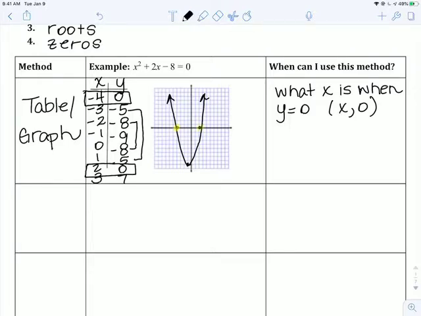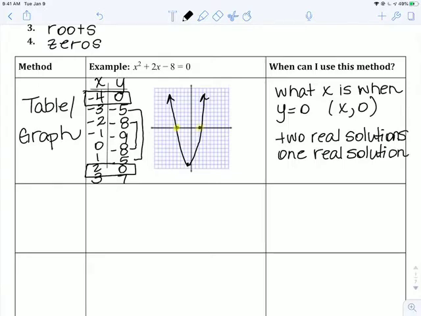So you can either look at where the graph crosses the x-axis, or you can go back and look at the table and see what x is when y is 0. And remember, you've got 3 possibilities. Your quadratic could have 2 real solutions, like in this particular case, might only have 1 real solution, or it's possible that it has no real solution. And in that case, it would have two imaginary solutions.